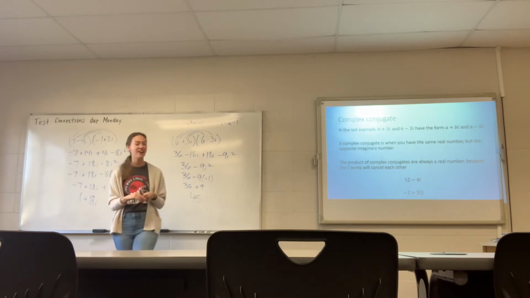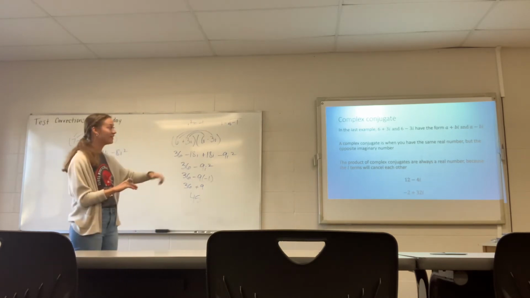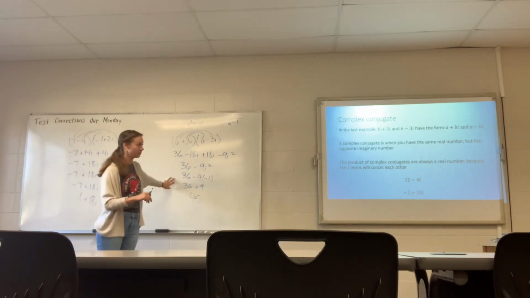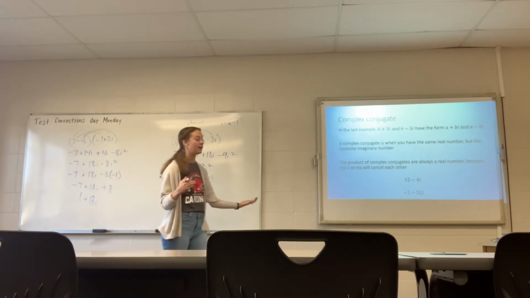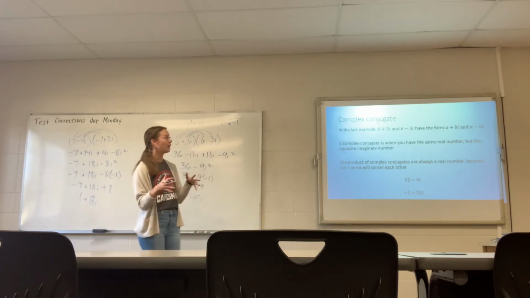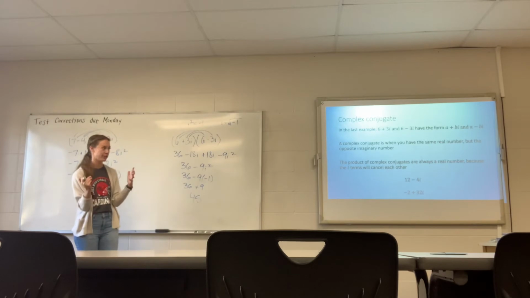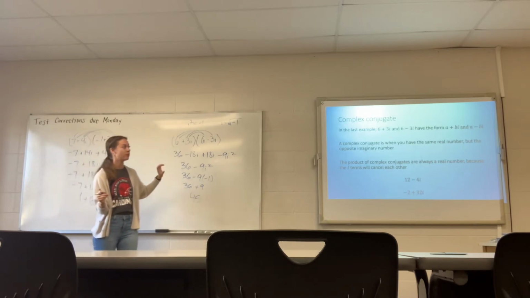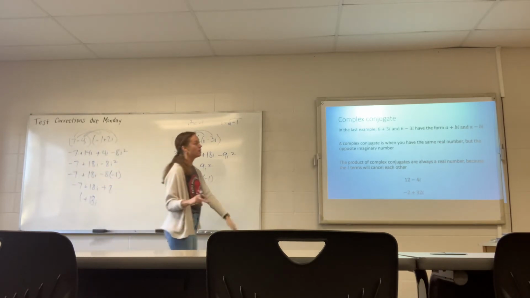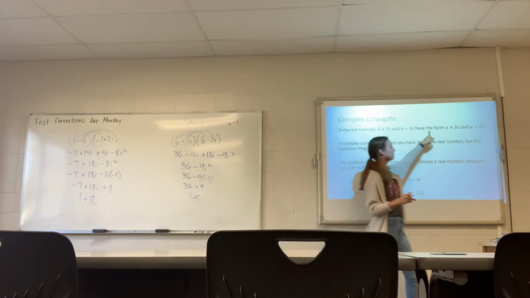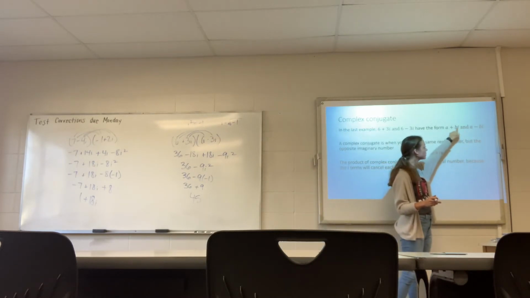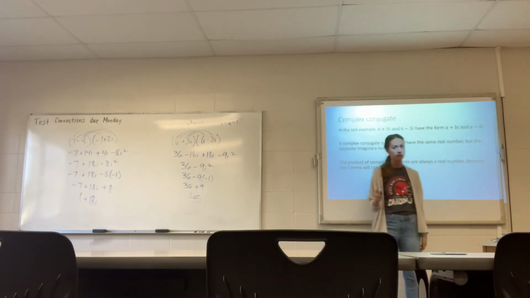Alright, complex conjugates. So, in this last example, the one we did right here, 6 plus 3i and 6 minus 3i are what's called complex conjugates because the real numbers are the same, but our imaginary numbers have different signs. So I have a plus bi and then a minus bi.